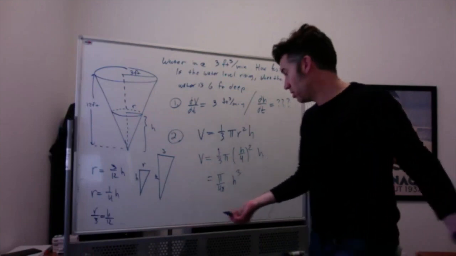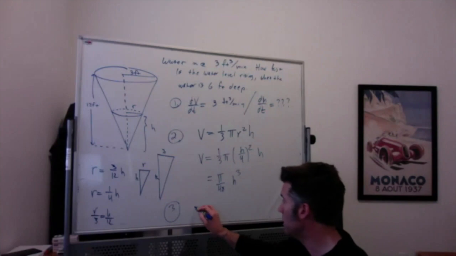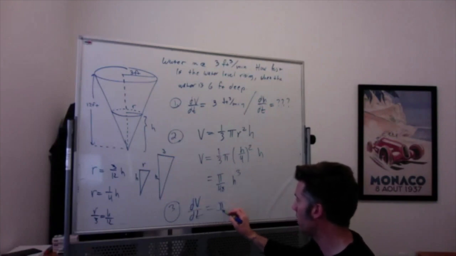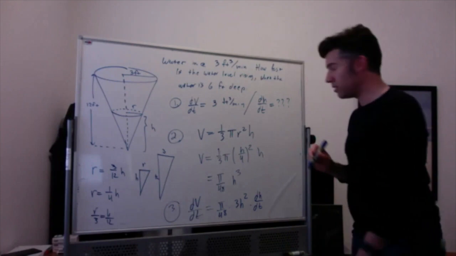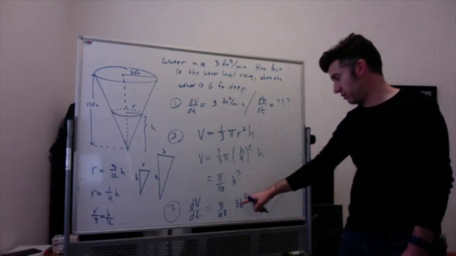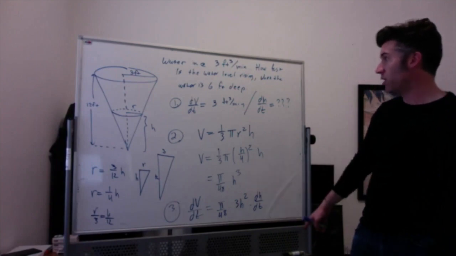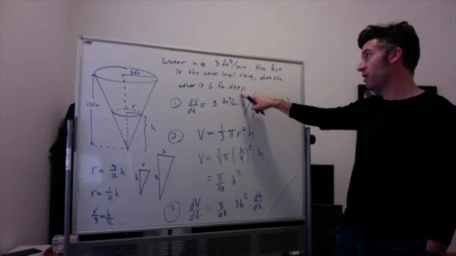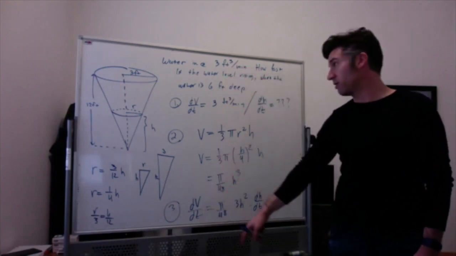Right, you can always write radius and height as a ratio because they're always in the same ratio because it's a cone. So then we can differentiate both sides and say that dv dt is equal to pi over 48 times 3h squared times dh dt. Right, the derivative of h cubed is 3 times h squared times the derivative of h. And then finally, we can plug in what we know. We know that h is 6 feet, right? We're asking what's happening with the height of 6 feet. And we know that the rate of change of the volume is 3 cubic feet per minute.